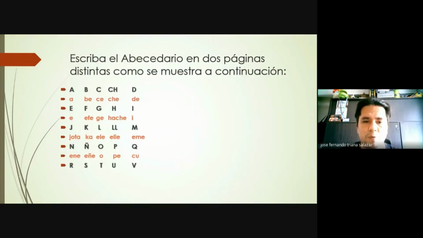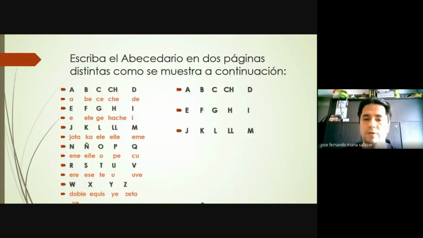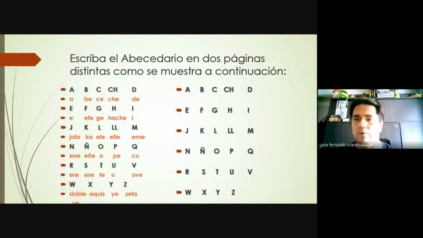In one page, we will have the alphabet with the corresponding pronunciation, and in another paper or in another page, you can write the alphabet without the pronunciation, right?